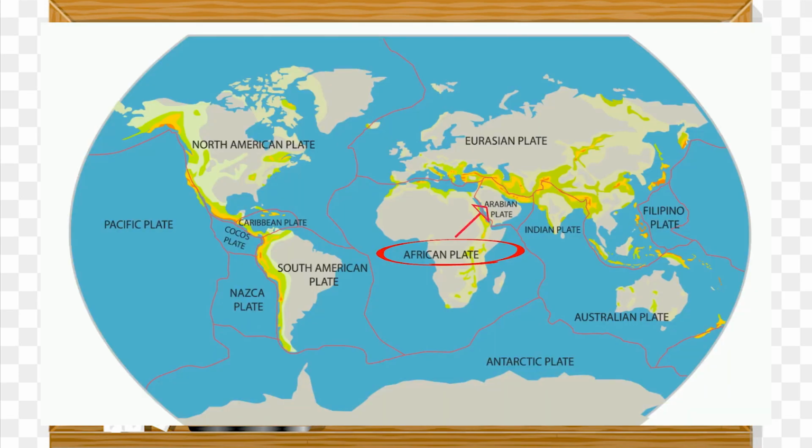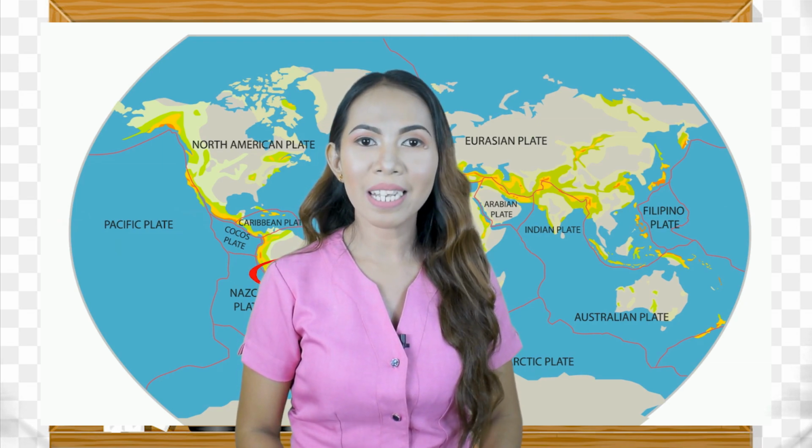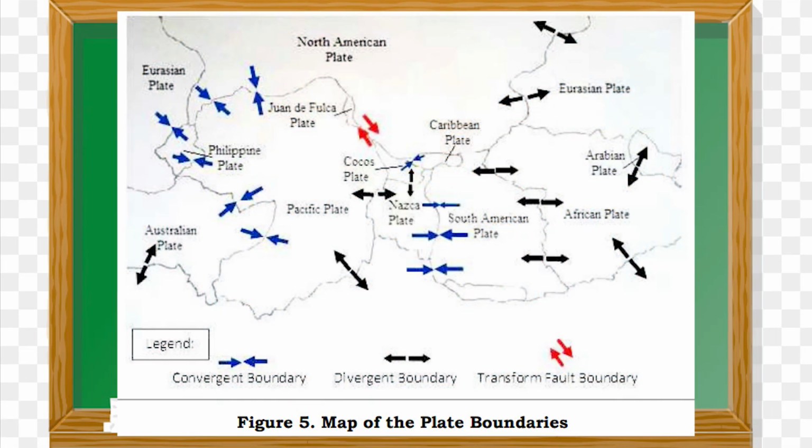The 7 major plates are African plate, Antarctic plate, Indo-Australian plate, North American plate, Pacific plate, Eurasian plate, and South American plate. Plate boundaries are formed between these plates. The figure shows the relative motion of the plates as indicated by the direction of the arrows. All you have to do is to identify the plates that lie on the divergent, convergent, and transform fault boundaries.